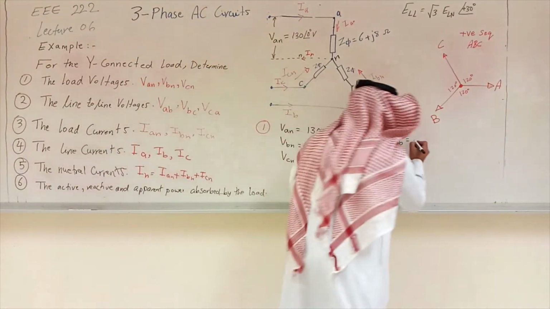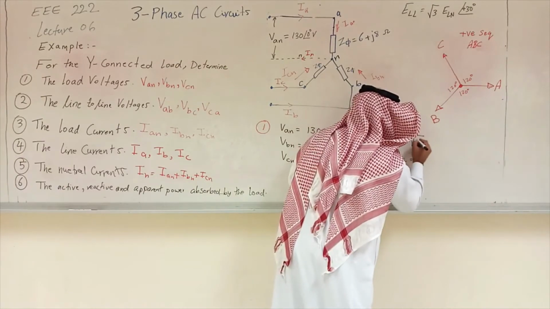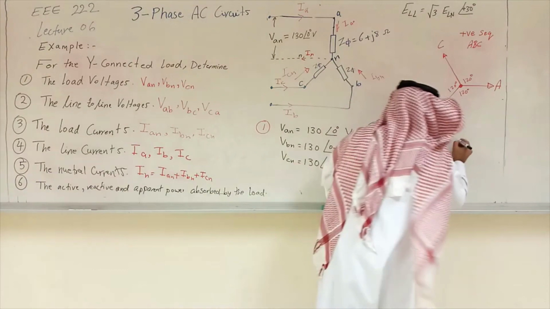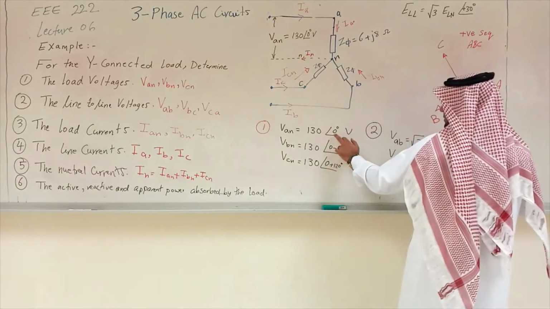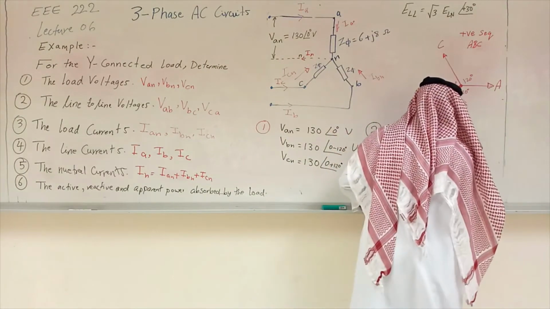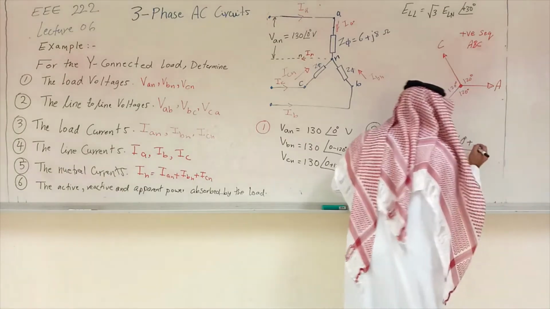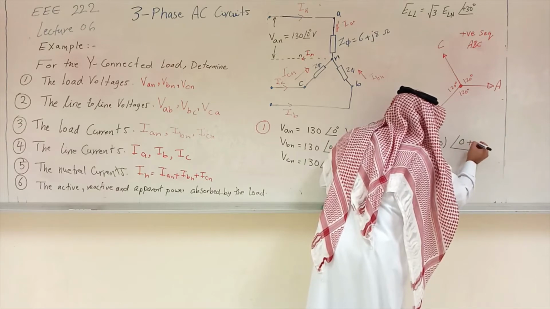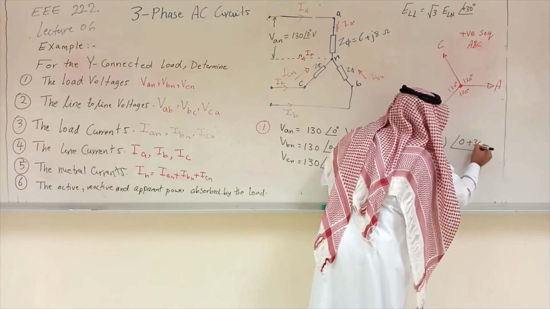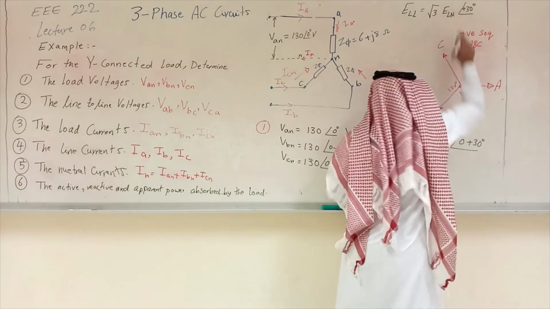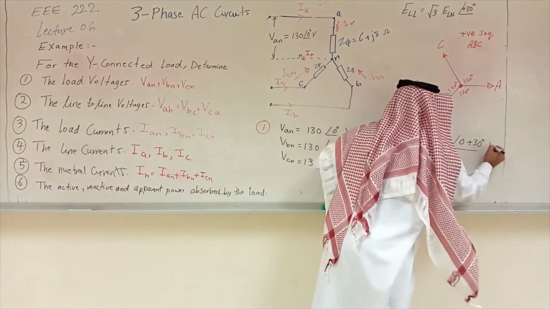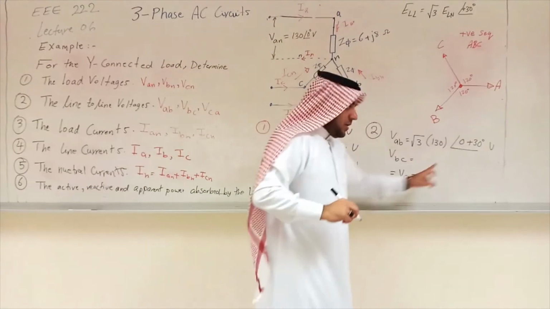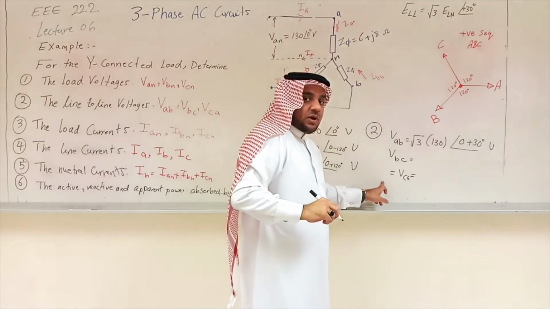So it's typically from the formula there, it's root of 3 times 130, and there is a phase shift. The phase shift, this is 0 already, plus a phase shift of 30 from the formula here, right? That's the line-to-line voltage.